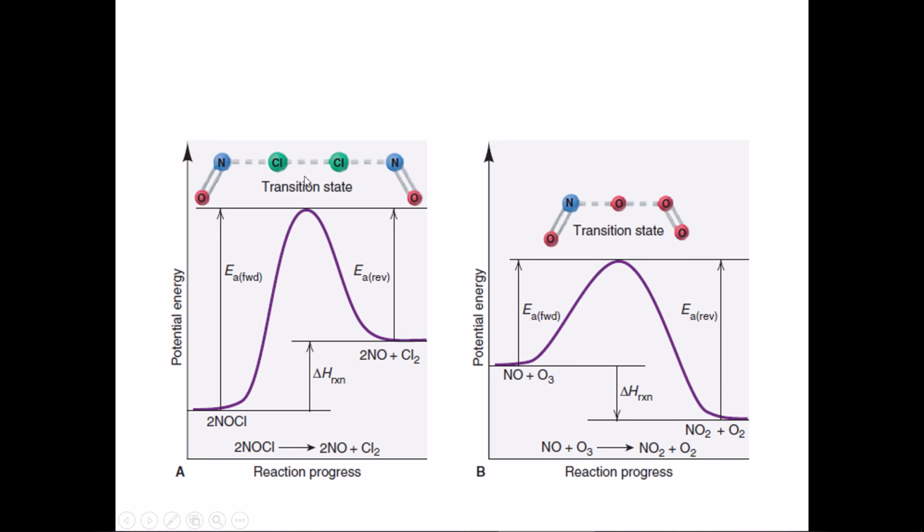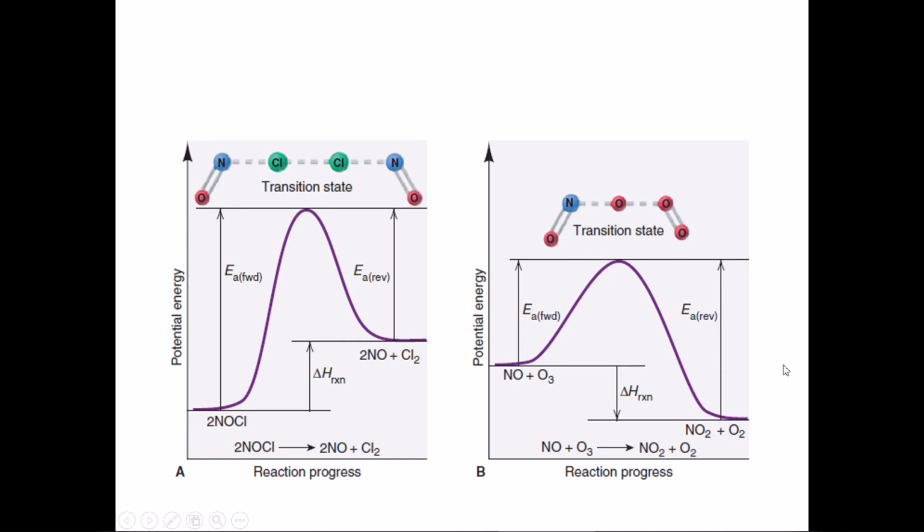The transition state here shows what a potential hypothetical imaginary activated complex might look like, where we're breaking the nitrogen-chlorine bonds for two molecules and forming the chlorine-chlorine bond.